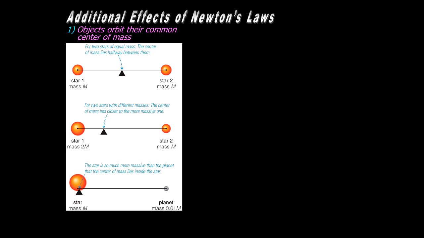In this video, I want to discuss just a couple other little details of Newton's laws that pertain to orbits. One of them is the simple fact that when two objects are gravitationally interacting, namely in an orbital situation, one object really doesn't orbit the other. They orbit what's called their common center of mass.